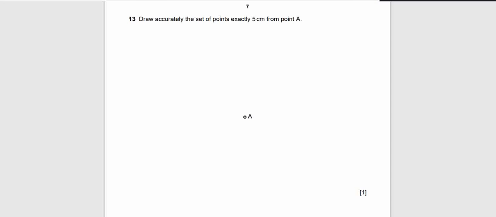Question 13 says draw accurately the set of points exactly 5 cm from point A. So given 10 seconds from now. 10, 9, 8, 7, 6, 5, 4, 3, 2, 1. Alright, let's check out the answer, guys.